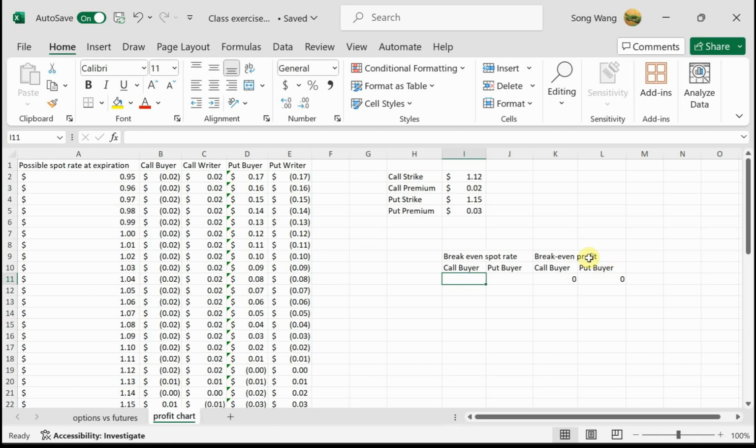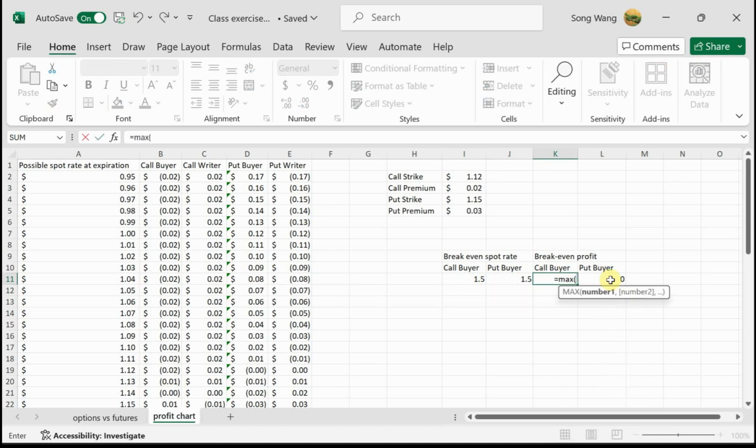Since the strike is 1.12, I don't want to put 100 or -4. I want to put something reasonable. Let's just say 1.5, and that's going to be changed later on. Based on the call buyer's spot rate, I can get the max of either 0 or the spot rate you're going to sell at, minus the strike price, and then you need to pay the call premium. You don't need to lock in because you're not trading anything.